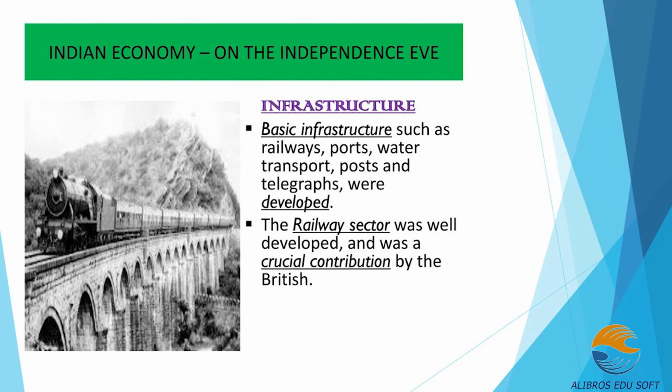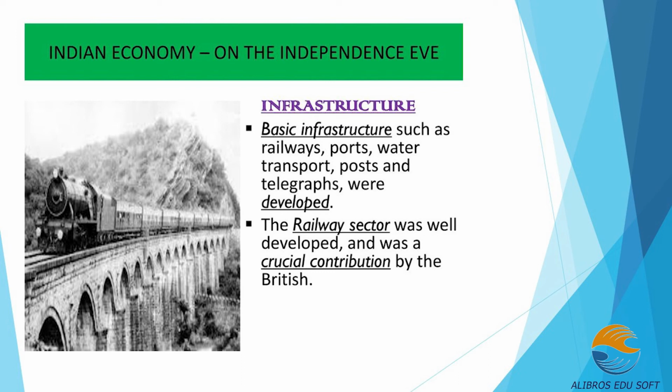We are moving on to the next reason, infrastructural problems. So occupational structure is over, and next is infrastructural problems on the eve of independence. During that time, the main things that the British brought in infrastructure were railways, ports, water transport, and post and telegraphs. The railway sector was also developed.